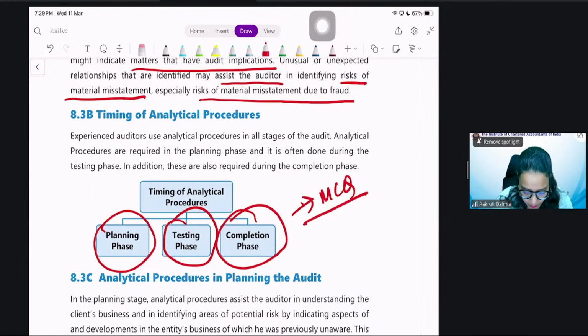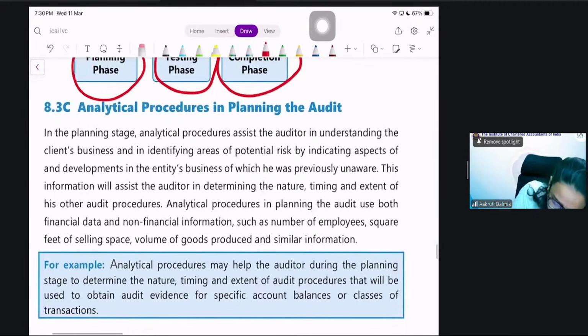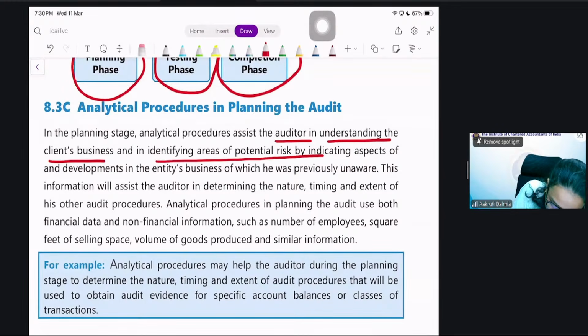So, you know that as an auditor, it is very important when you are starting to plan the audit, which means you have not done any vouching or verification yet, and you don't have any bills in your hand. All you have is basic draft financial statements and last year's audit papers. You have some basic documents, but not a lot of details. So in the planning stage, it can assist the auditor in understanding the client's business and identifying areas of potential risk.